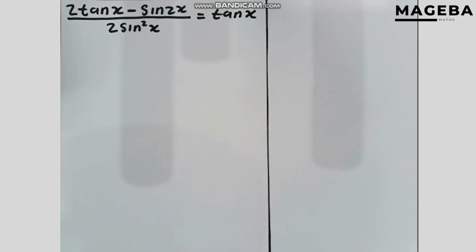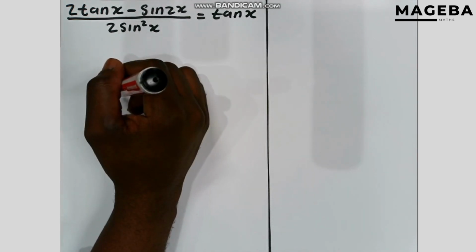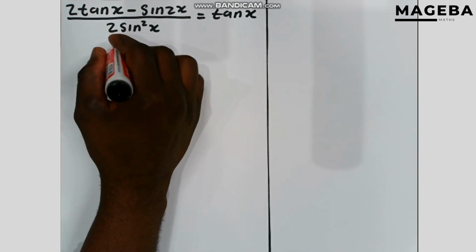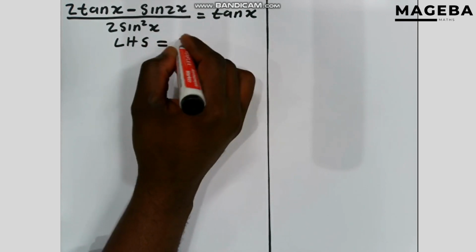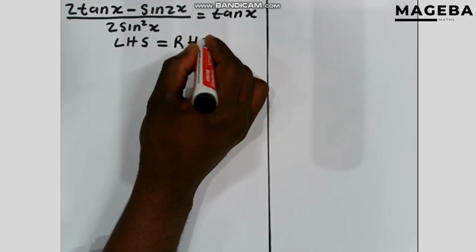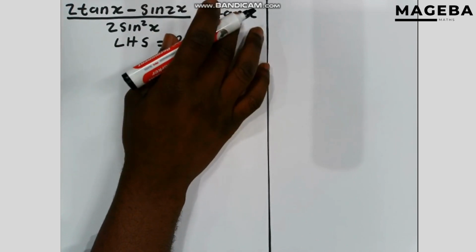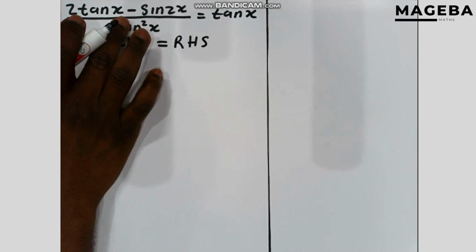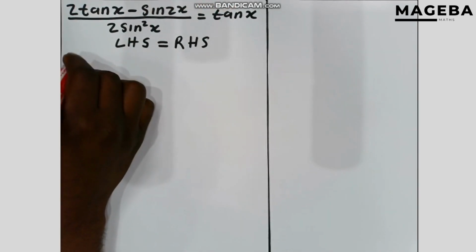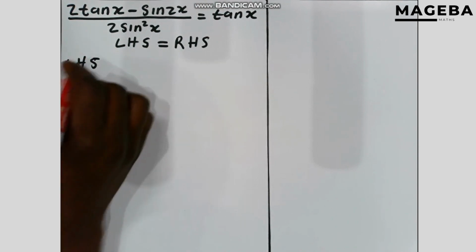So today we'll be doing trigonometry, where we'll be proving that our right hand side is equal to the left hand side. So we're proving that this side, which is our left hand side, is equal to our right hand side, that this thing here is equal to this one. So we'll start by proving the left hand side, which is this one, is equal to this one. So the left hand side, that's what we are going to prove.